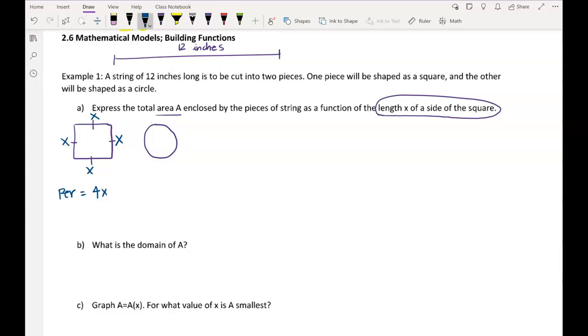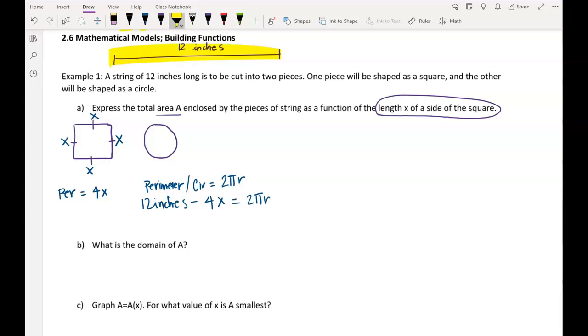So that means the perimeter of the circle, well, in a circle we don't really call it a perimeter, we call it a circumference, right? The circumference of the circle is 2 pi r, but we have already used 4x for the square. We have 12 inches total, okay? We have used 4x already for the square.